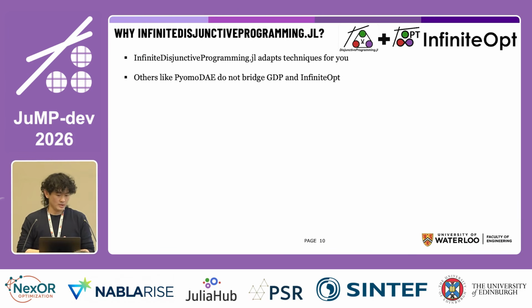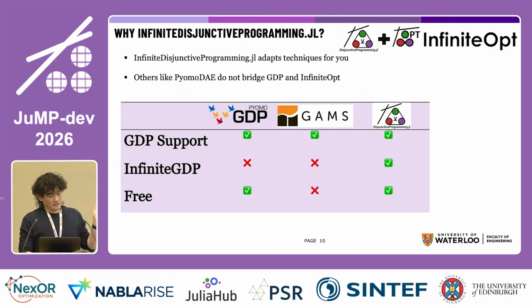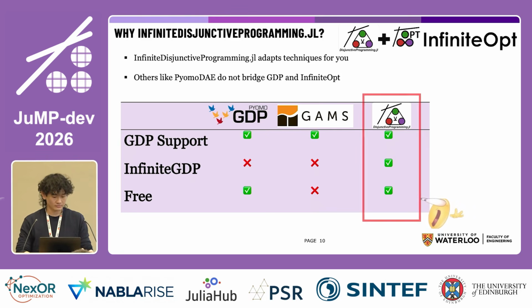Okay, so why choose our package over the other ones in the space? There are three big ones: us, GAMS, and Pyomo.GDP. A lot of them do offer GDP support, but they might not be free, and they might not offer the infinite-dimensional bridge that we offer. So we pass all three metrics.